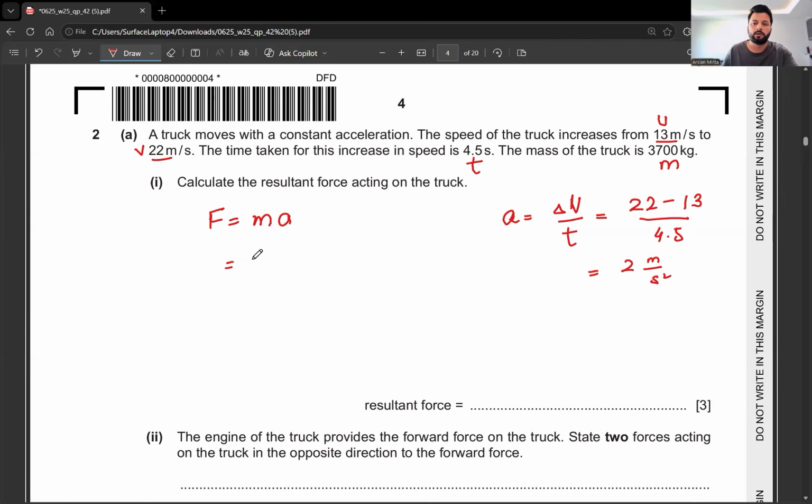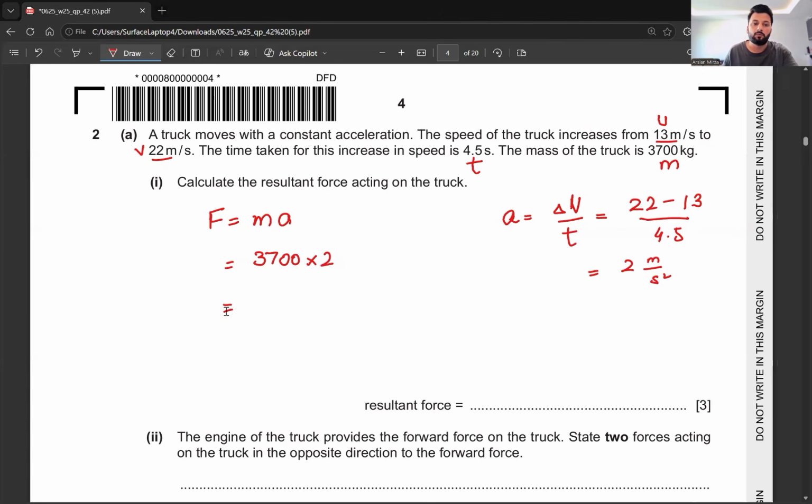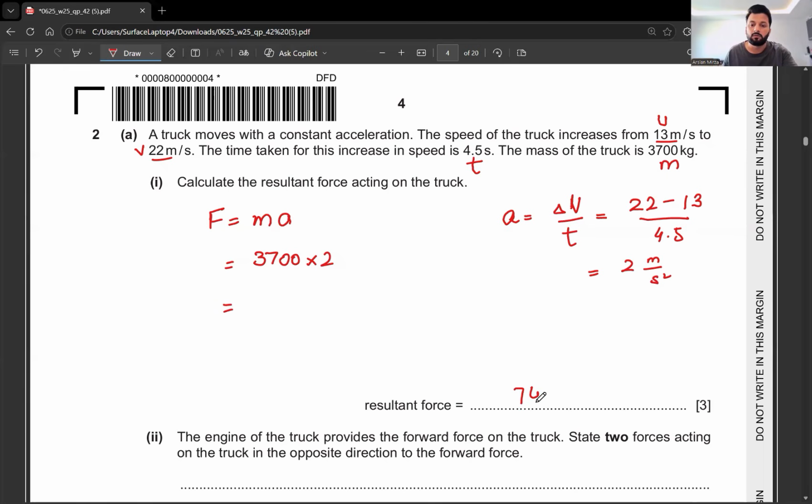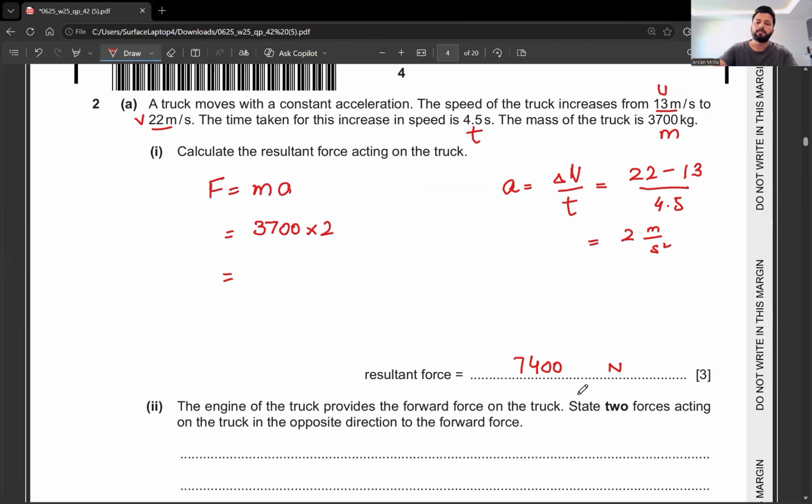Now you can put the data. 3,700 times 2, and that will give you the answer of force, that is 7,400. What is the unit? The unit is Newton or kilogram meter per second square. But I will prefer the SI unit, that is Newton.